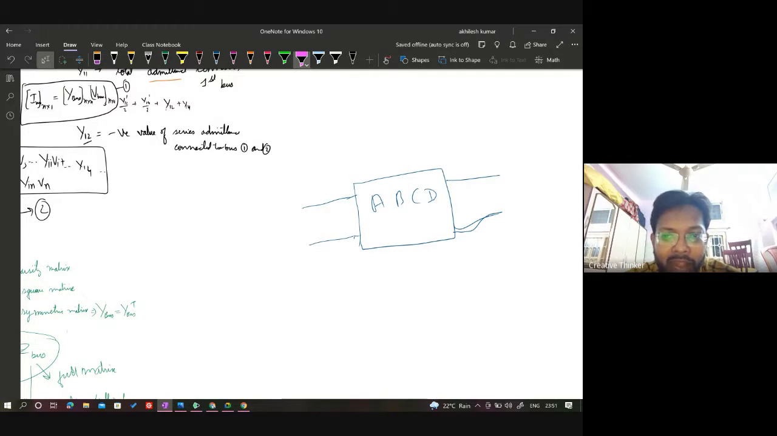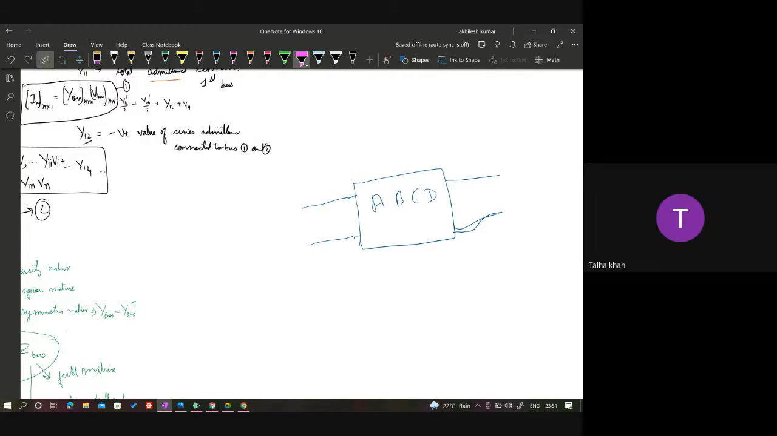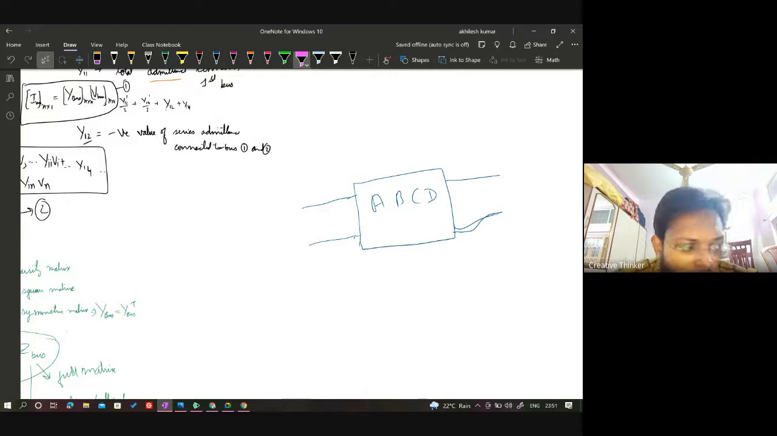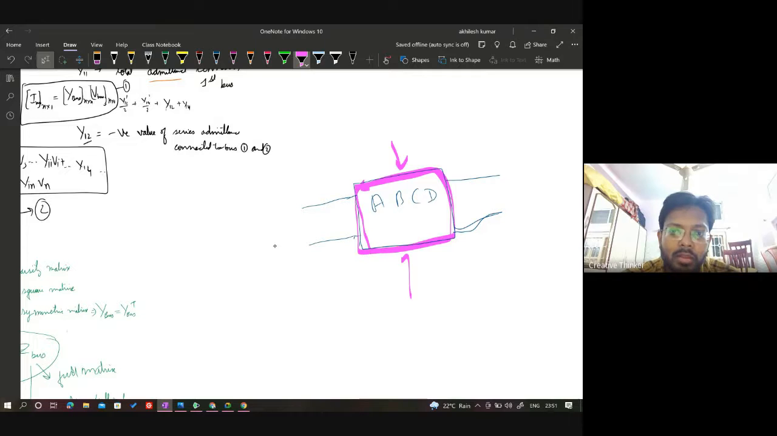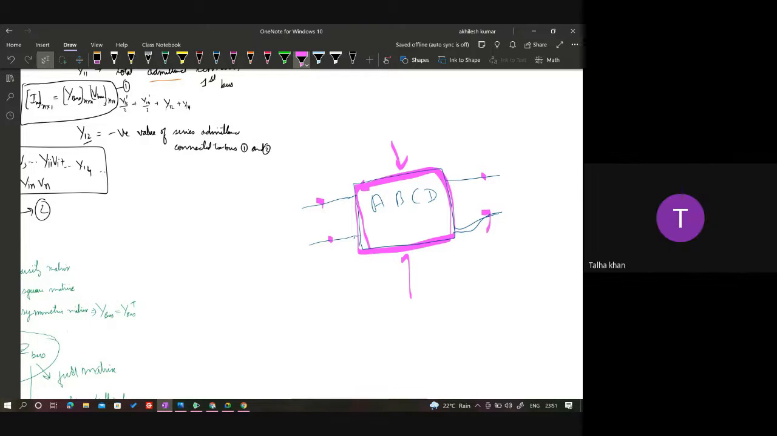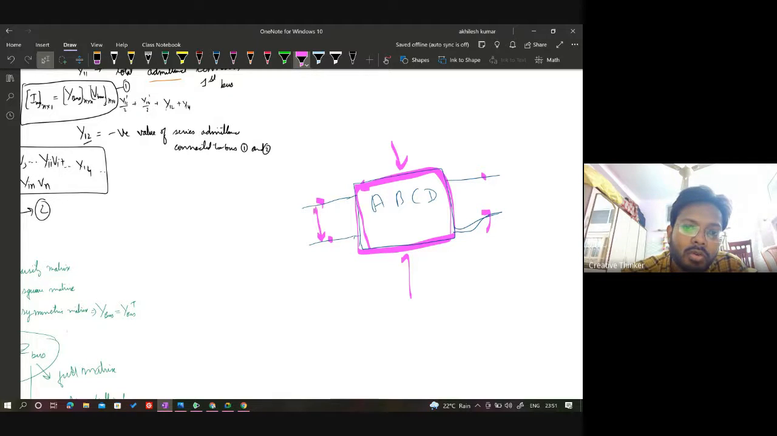In that there is a topic called two port network. What we do, there is something sending. You do not know what is inside, the black box, but you know what you are sending and what you are receiving. Sending means you know the sending end voltage and sending end current, Vs and Is.